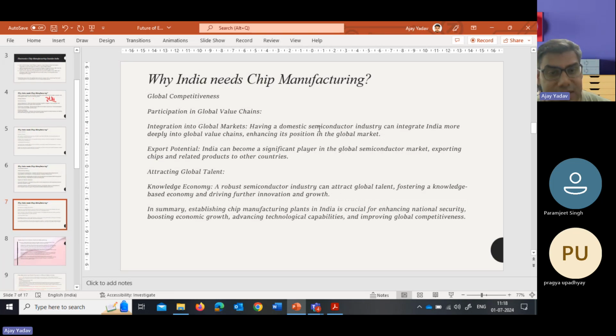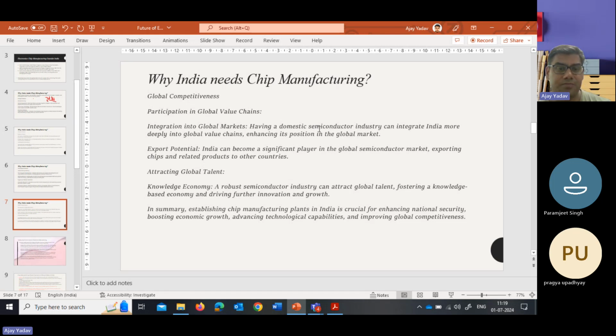Then global competitiveness. Now, if we have our own chip manufacturing plant, then we are part of a global supply chain. We will supply the electronic based chips to the world. Then we will supply the products also which are using electronic based chips. So our export potential will increase. When your export is more than your import, then you can say that you are a very important global semiconductor player in the market.